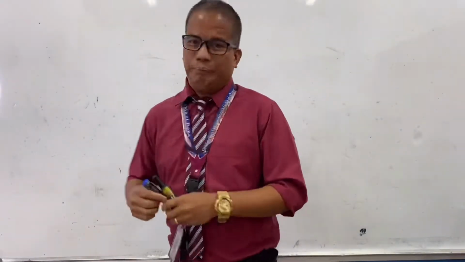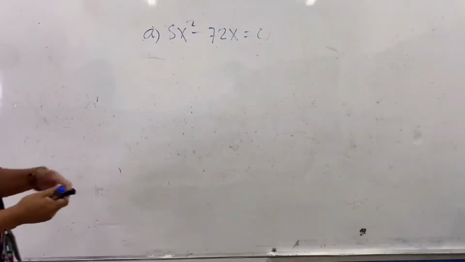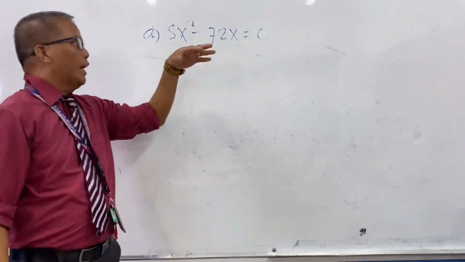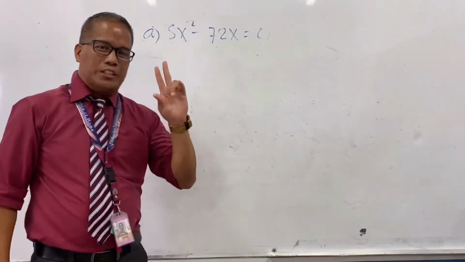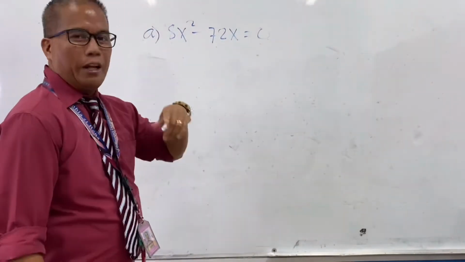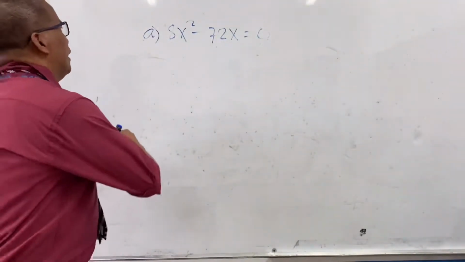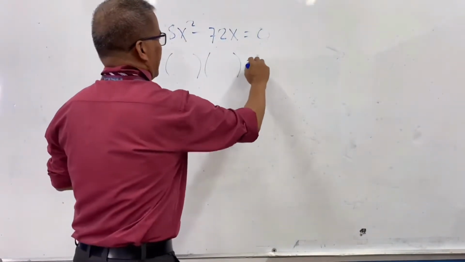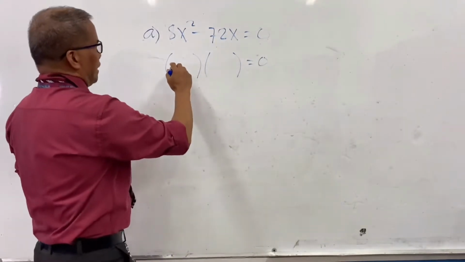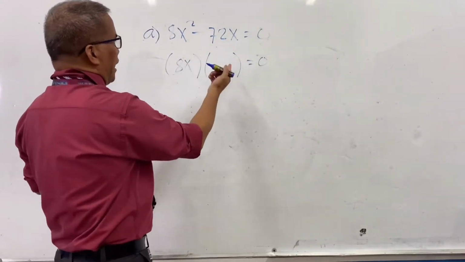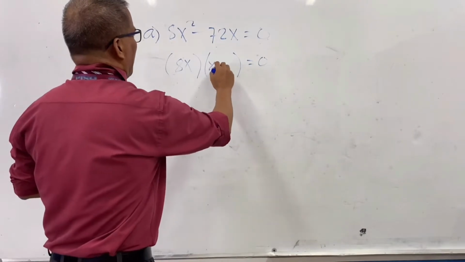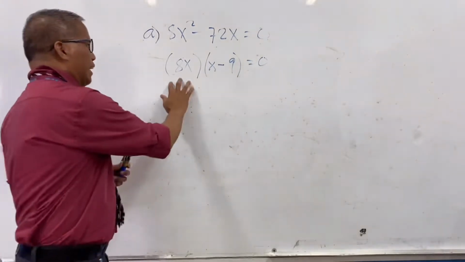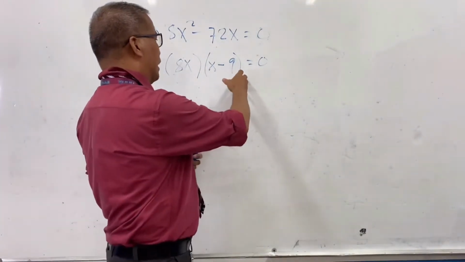So let's start. So we have this equation 8x squared minus 72x equals 0. So we can solve this in two ways. The first one is we can factor this as 8x, then on the other factor we have x minus 9 equals 0. So we have 8x times x minus 9 equals 0.